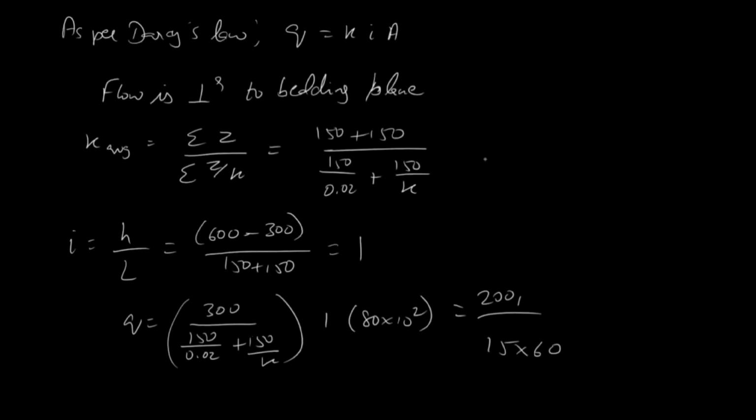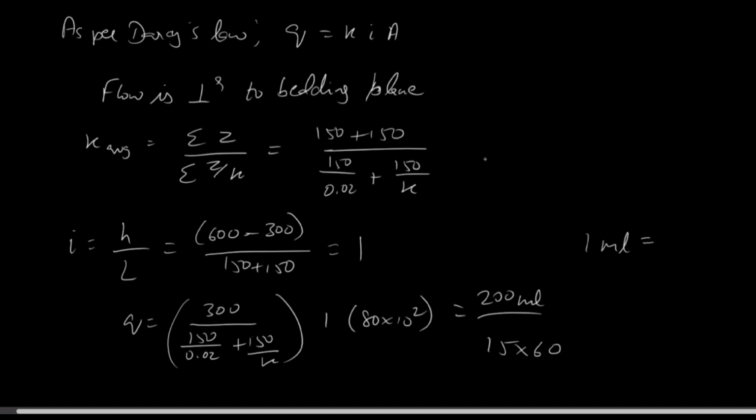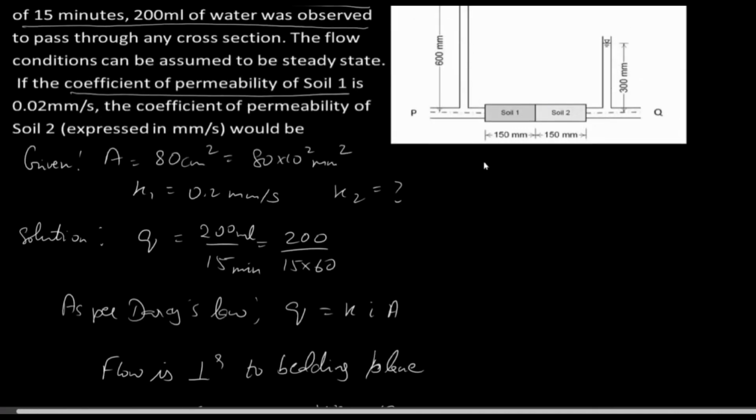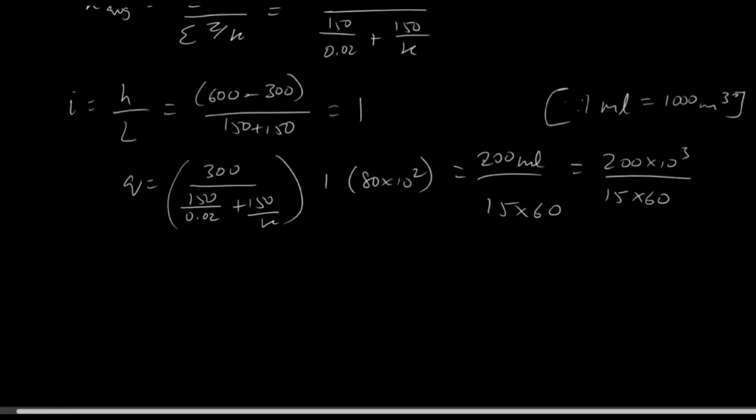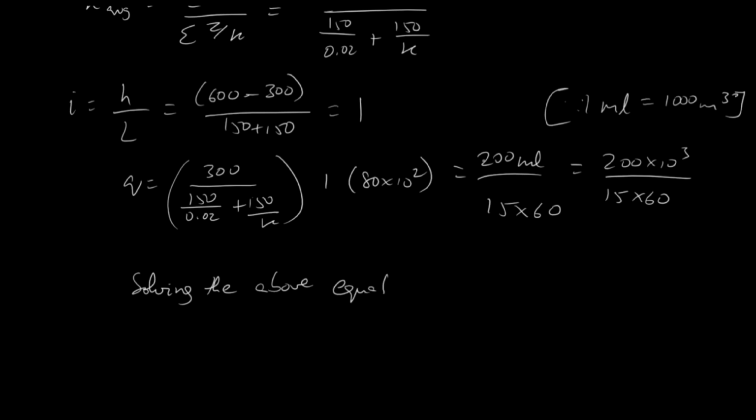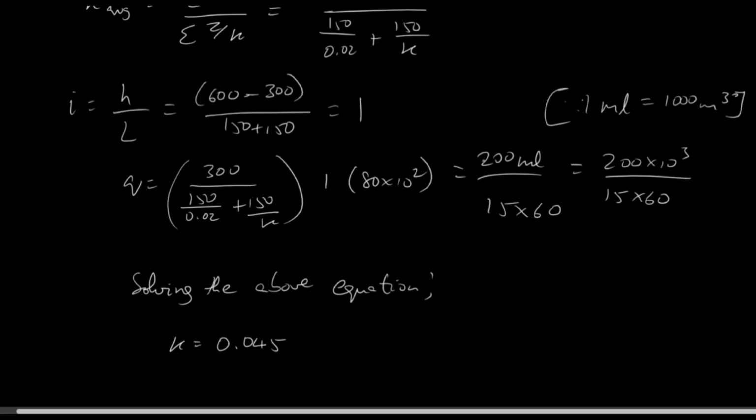Since they have given the flow as ml, if you change it to mm cube, 1 ml will be equal to 1000 mm cube, which will be 200 into 10 to the power 3 divided by 15 into 60. Solving the above equation, K will be equal to 0.045 mm per second.